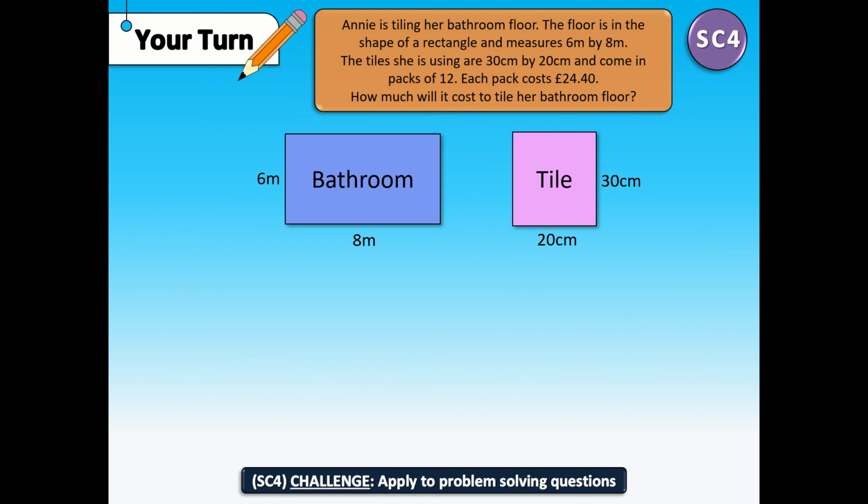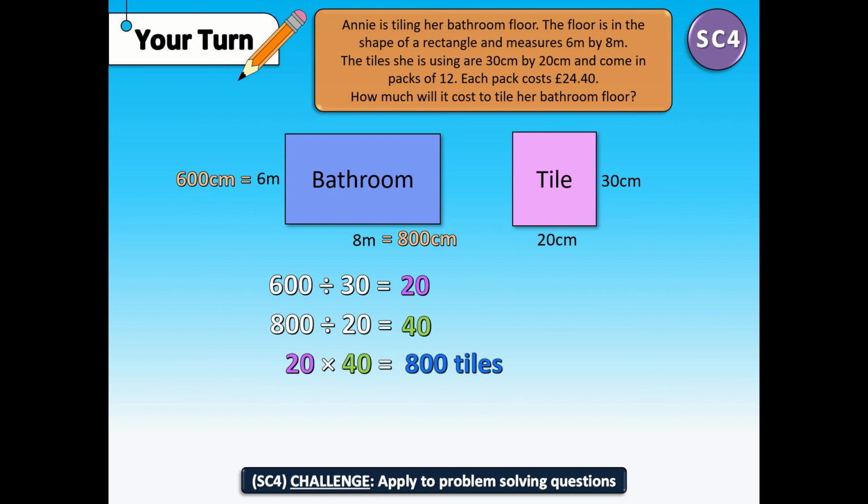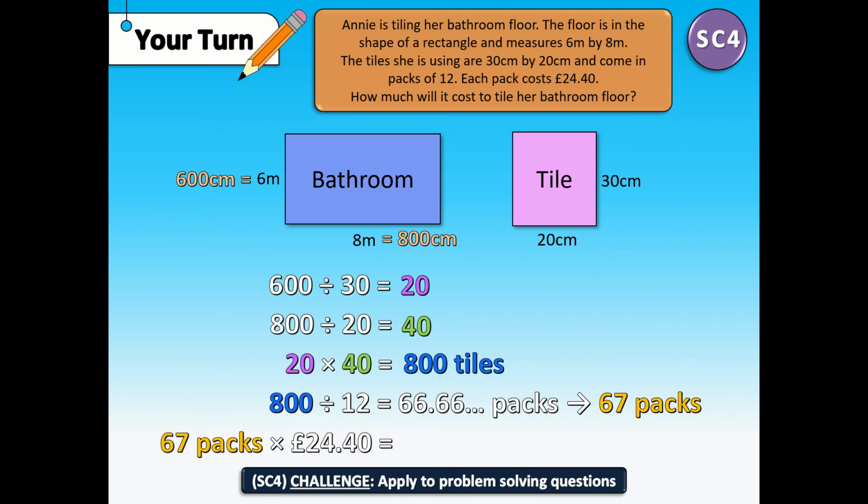For the amber question, if we convert the lengths of the bathroom to centimeters and see how many tiles will fit along the width of the bathroom, so that's 20 tiles along the width and 40 tiles along the length, so that means we need 800 tiles. They come in packs of 12, so we're going to need 67 packs, and each pack costs £24.40. So 67 packs will cost £1,634.80.